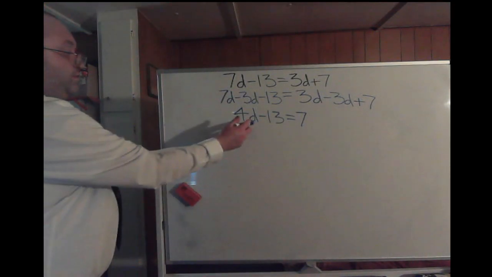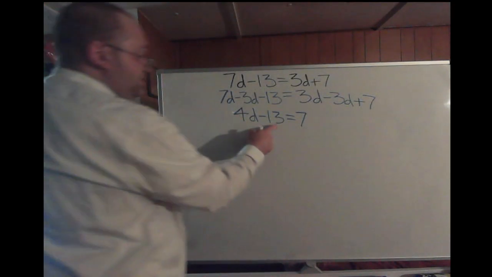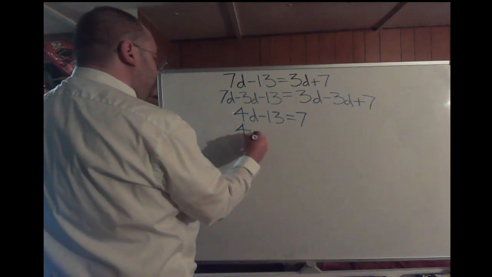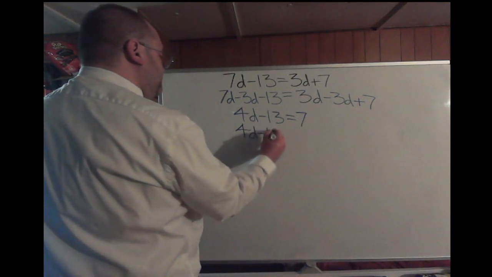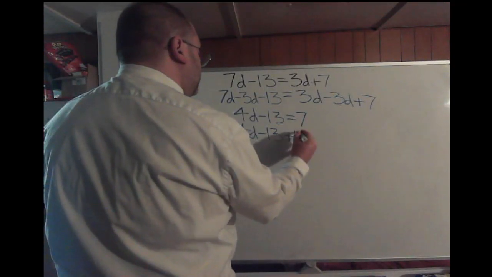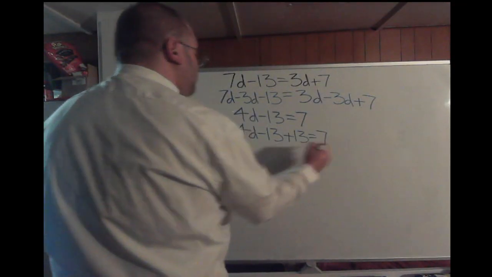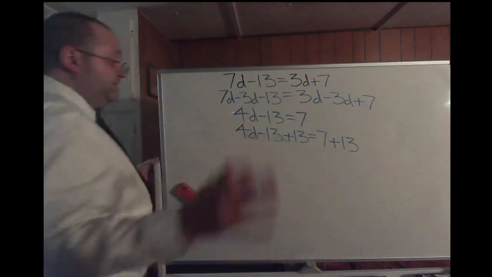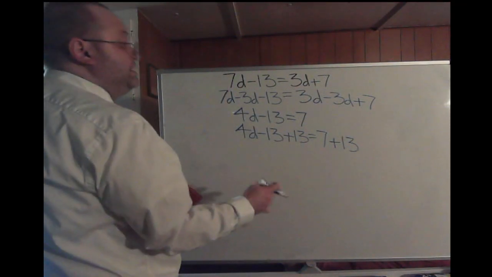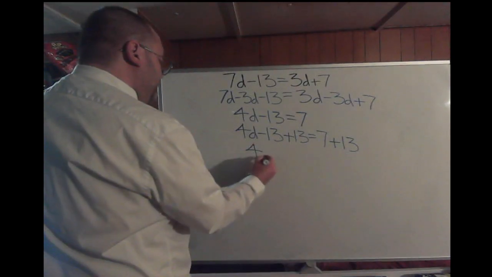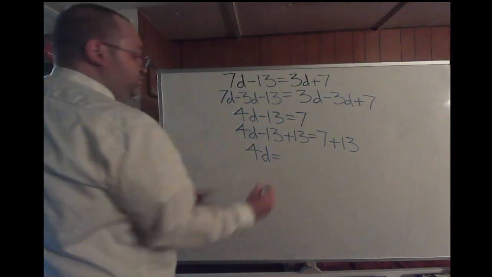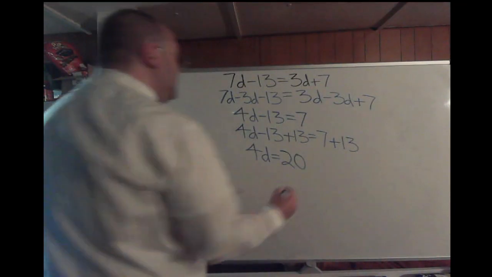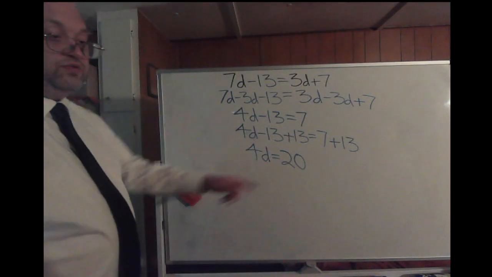Well, we want to get that 4d by itself. We have a minus 13 on the left. That means we need to add a positive 13 to get rid of that minus 13. So you have 4d minus 13 plus 13. That'll be equal to 7 plus 13 since you did it to the left side. Alright, so the left side, negative 13 plus 13, that's 0. You're just left with 4d is equal to 7 plus 13. Well, that's 20. Alright, now we're down to 4d equals 20.